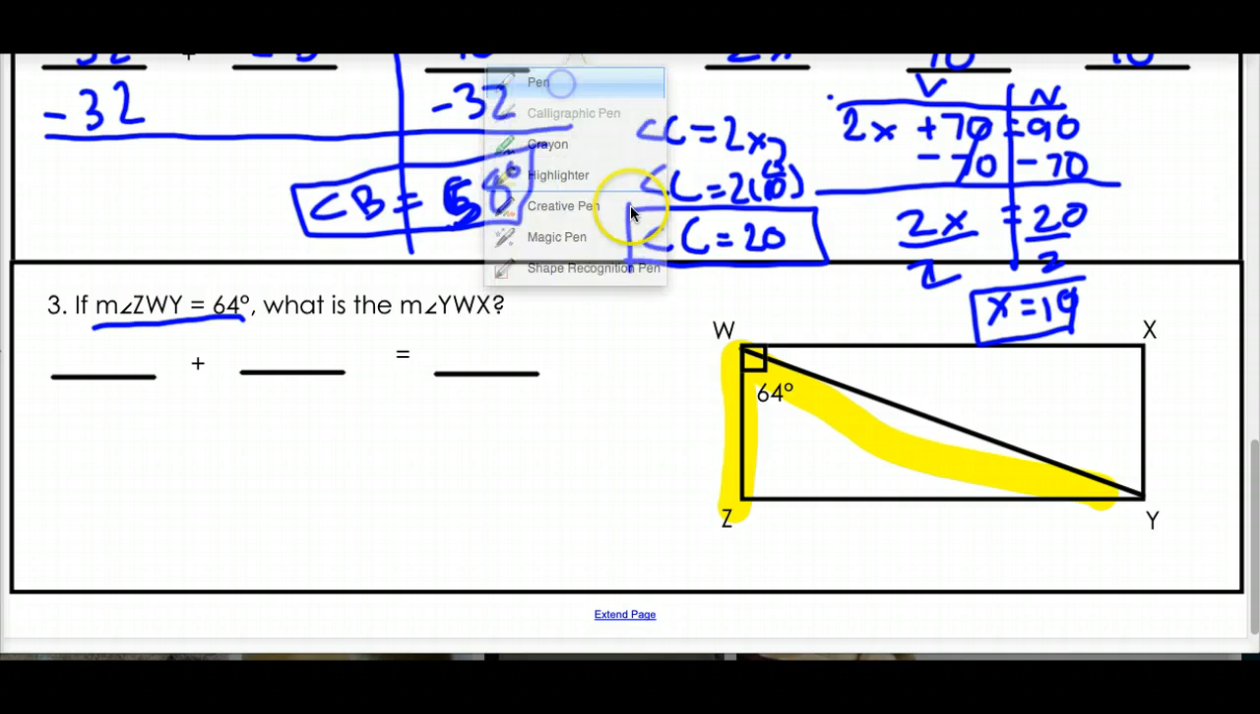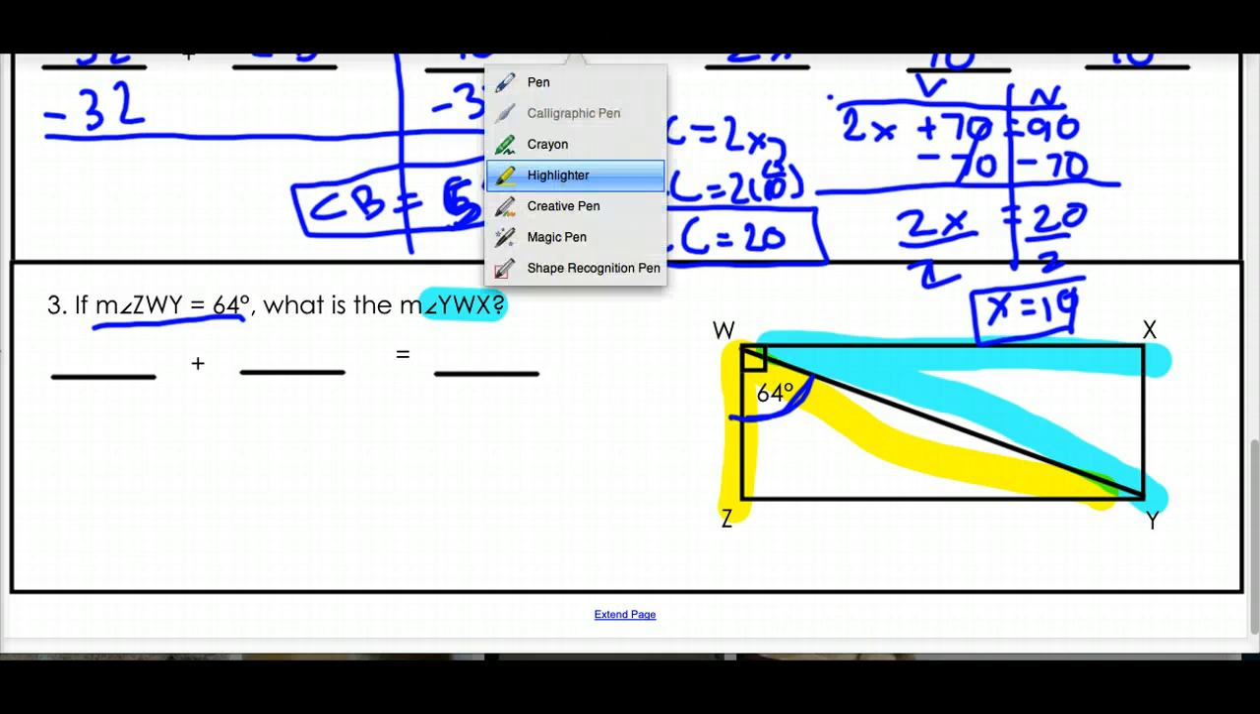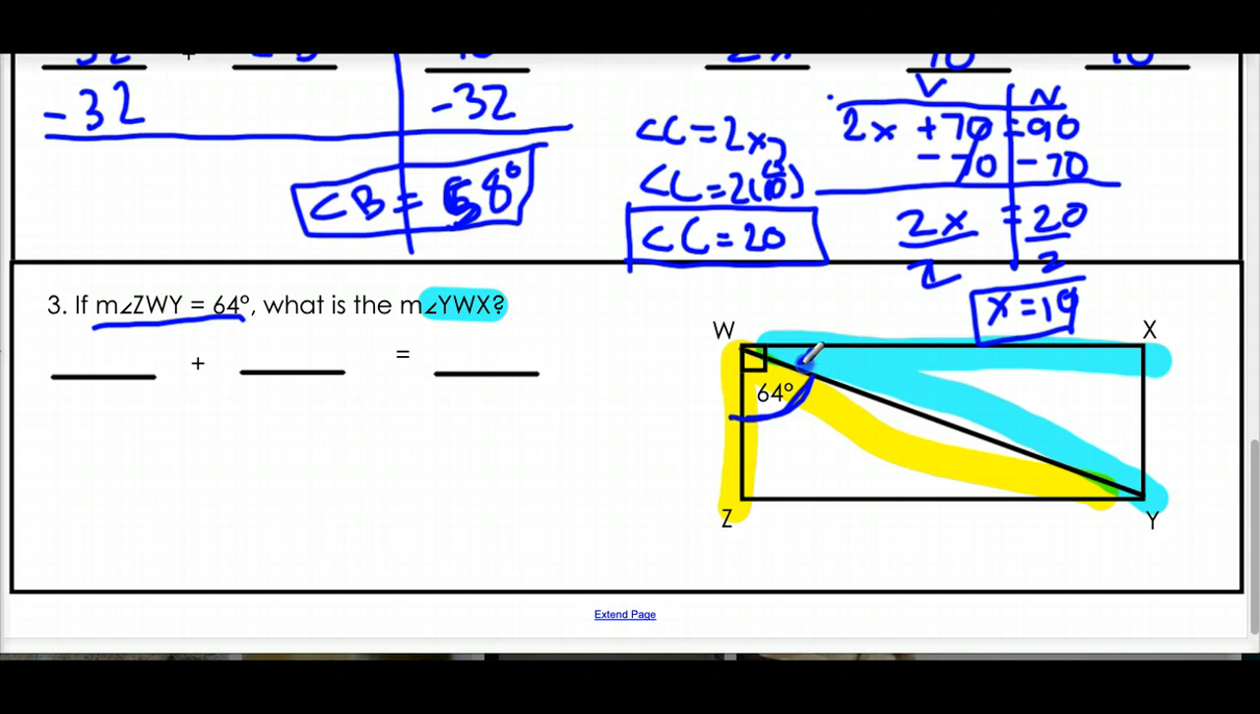And so that means my angle is right over here. This angle right here is 64. I'm trying to find the measure of YWX. So let's do that. YWX. That's this angle, this missing angle, right? Now if you look at these two angles, they're going to be complementary. How'd I know that? Well, this symbol right here means it's a right angle, and right angles are 90. So this angle plus this angle are going to add up to 90. They're complementary.